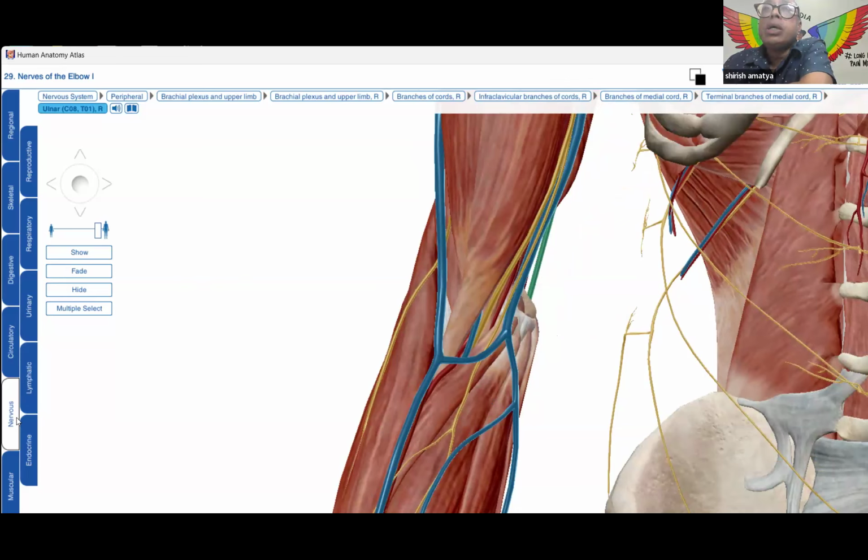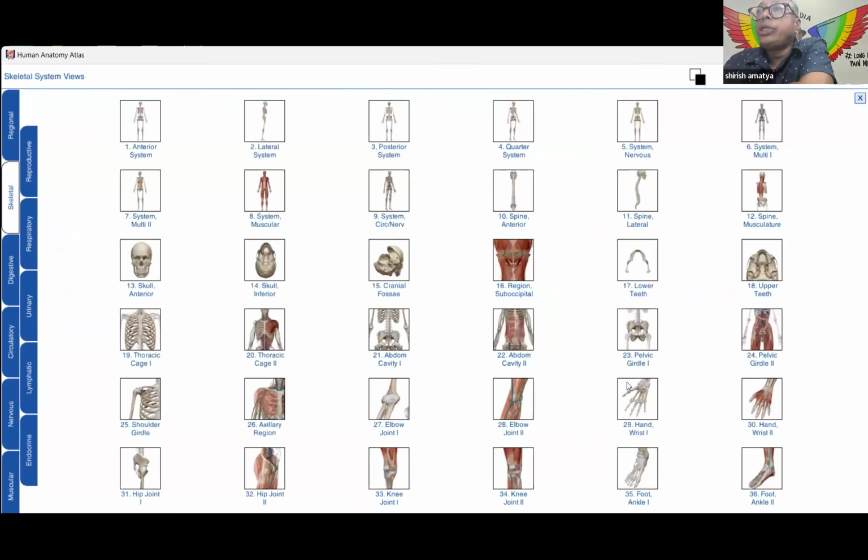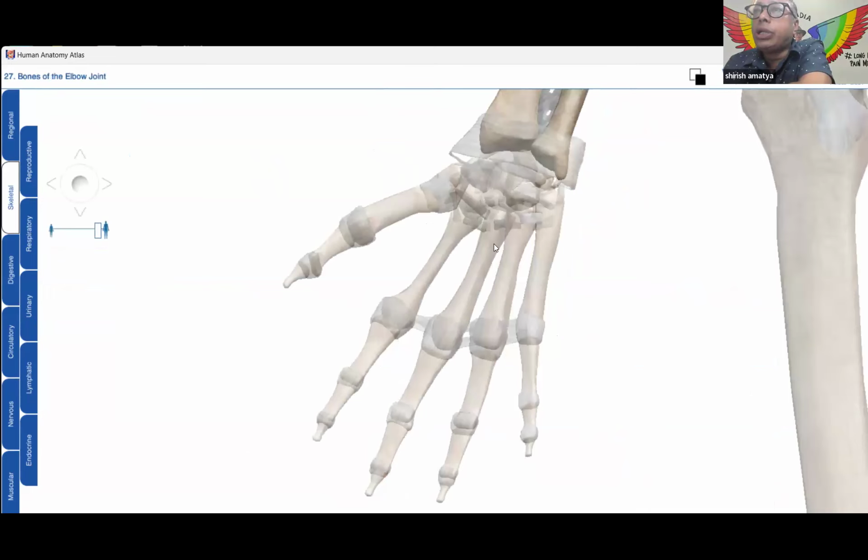Okay, so now coming to the wrist joint. Okay, so wrist joint. Can you once again explain the ligaments? Ligaments around the elbow joint. Yes, sir. Basically, the ligaments around the elbow joint is in the advanced class, but I'll be showing it in this 3D anatomy.